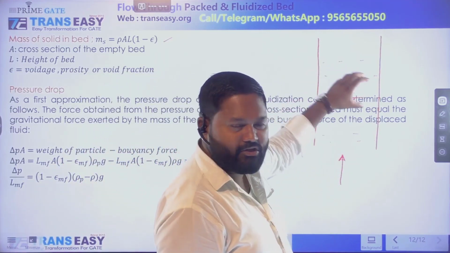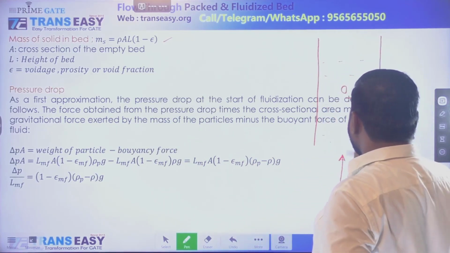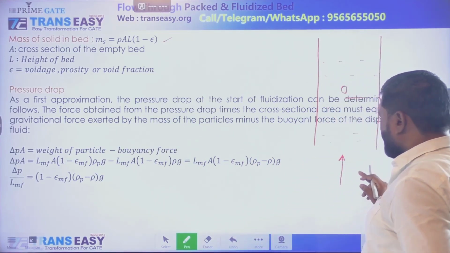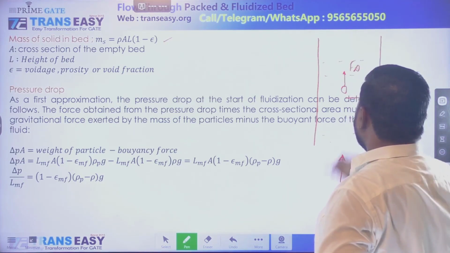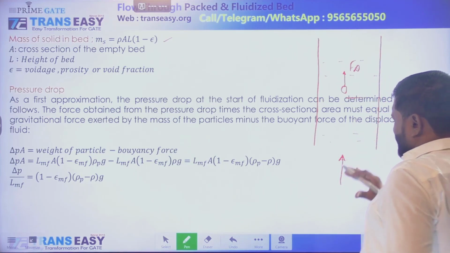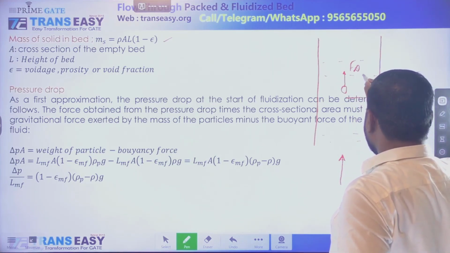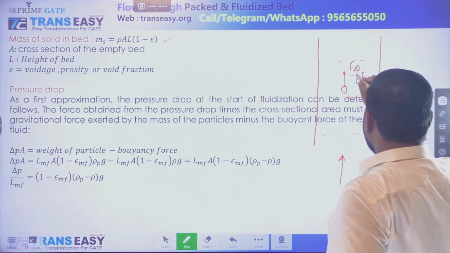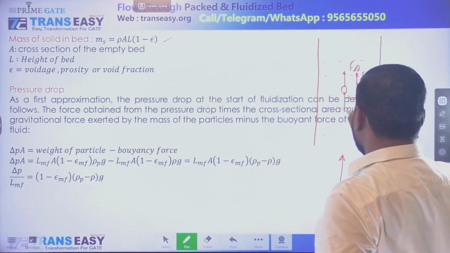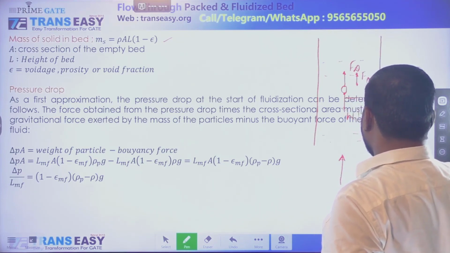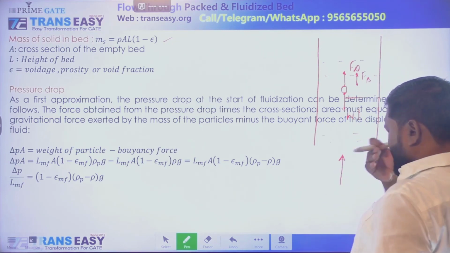Solid particles are suspended, so we consider a single solid particle. Drag force is acting in the upward direction, right. Solid particles are suspended in air, so buoyancy force is also acting in the upward direction, and the weight of the particle is acting in the downward direction, right. Clear.